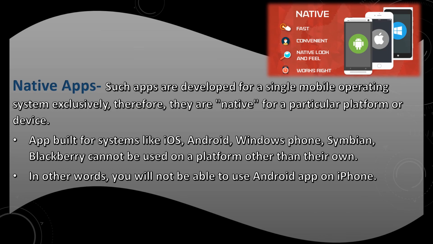First type of app is native app. Native apps are developed exclusively for a single mobile operating system, that is, they are native to a particular platform or device. Apps built for systems like iOS, Windows, etc. cannot be used on a platform other than their own. In other words, we will not be able to use an Android app which is developed for an Android device on any other device like iPhone or Windows Phone.